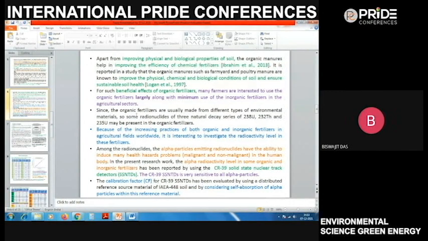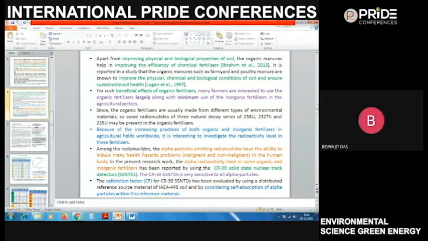Actually, organic fertilizers are derived from natural materials. The radioactivity of these fertilizers is equivalent to the radioactivity of our earth's crust. Because of the increasing practice of both organic and inorganic fertilizers in agricultural fields worldwide, it is interesting to investigate the radioactive level in these fields.